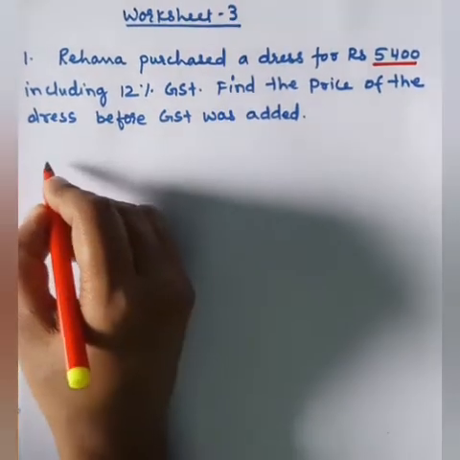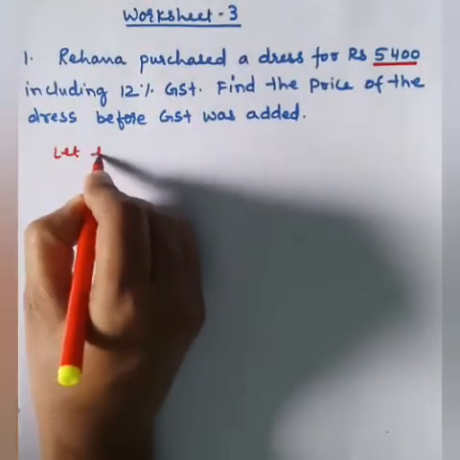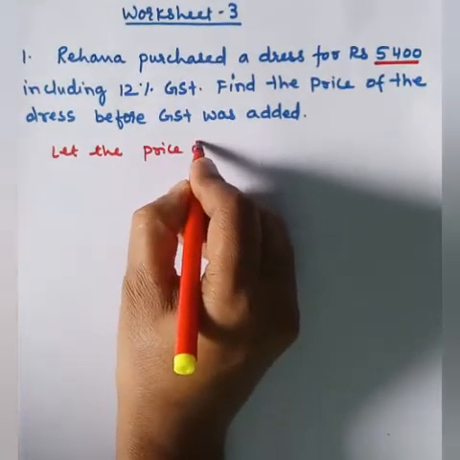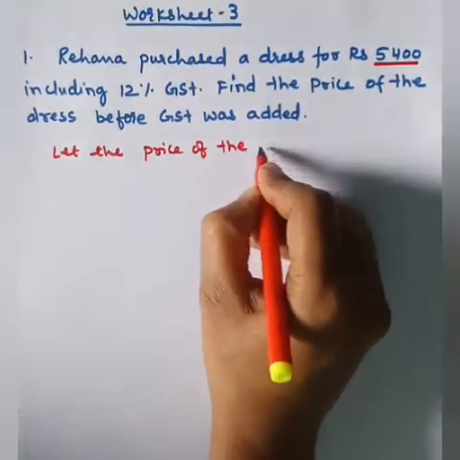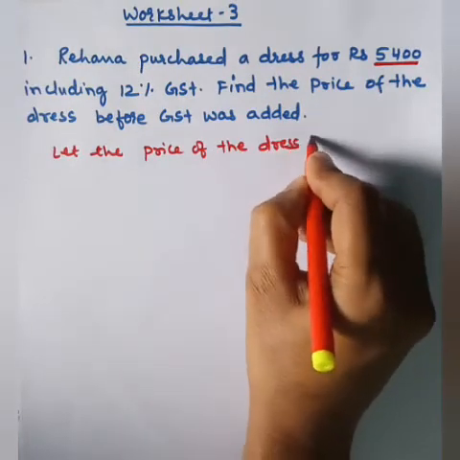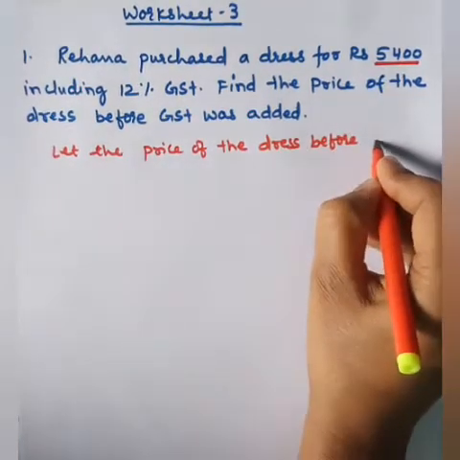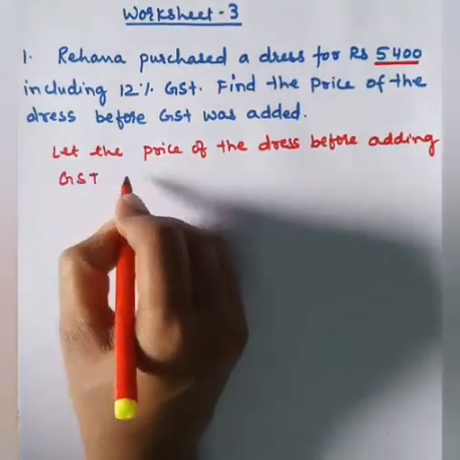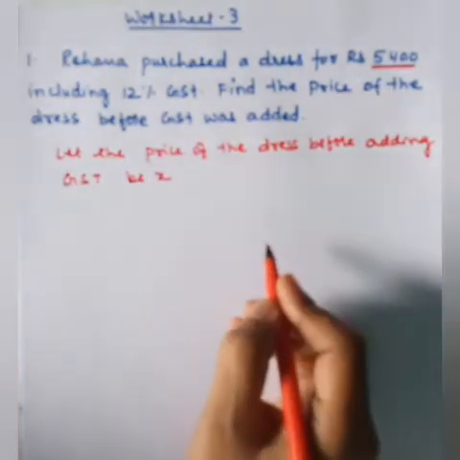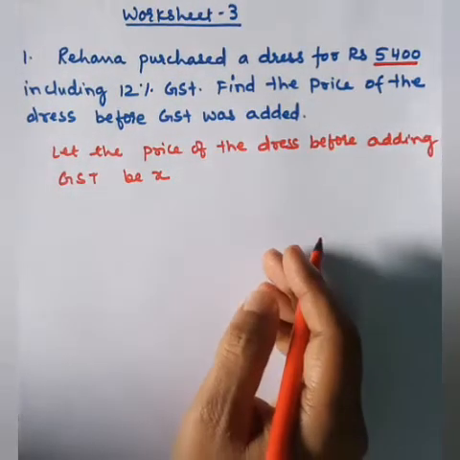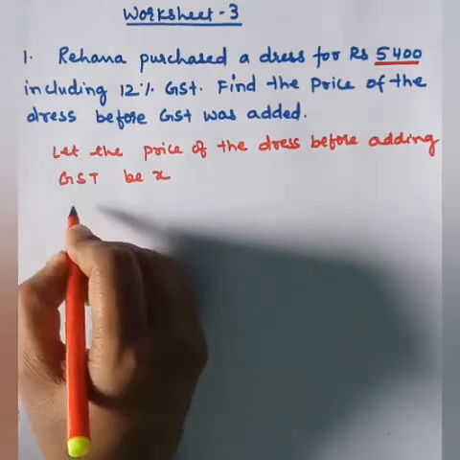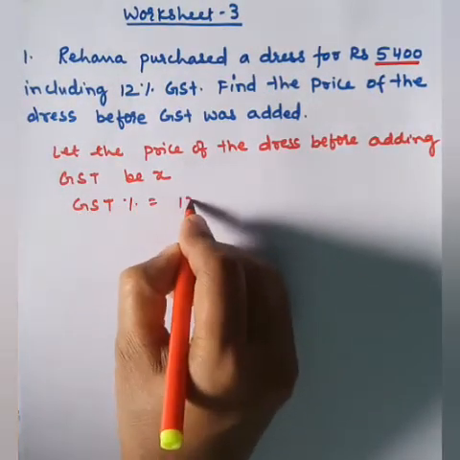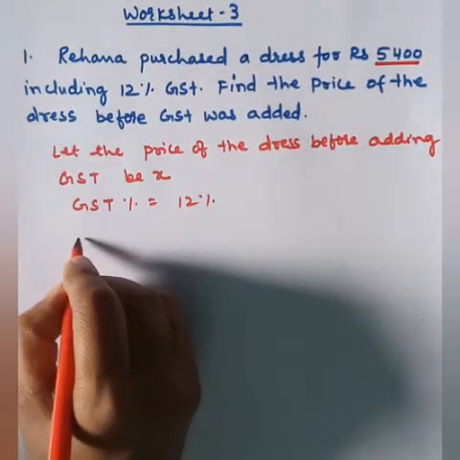So let the price of the dress before adding GST be X. Suppose the cost of the dress before adding GST is X. Now see, what is the GST percent? GST percent is 12%. So what will be the cost of the dress?